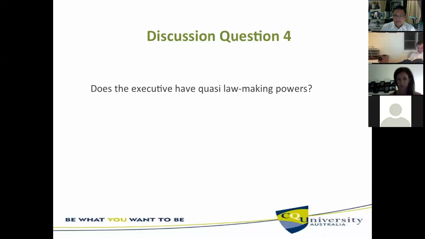A better phrasing of the question would be, does the executive have legislative powers? And arguably they don't. That was because the legislature has already spoken and done its legislation. The executive has a certain discretion in anything it does. So strictly speaking, it wouldn't be a legislative power. It would just be execution of executive power.